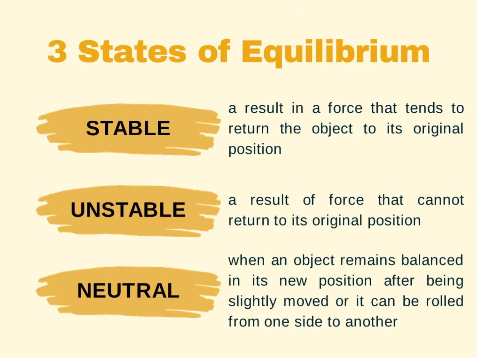To sum up everything, again, equilibrium has three states, and these are stable, unstable, and neutral. Stable is the result of a force that tends to return the object to its original position, while unstable is the result of a force that cannot return it to its original position. And lastly, neutral equilibrium is when an object remains balanced in its new position after being slightly moved, or it can be rolled from one side to another.